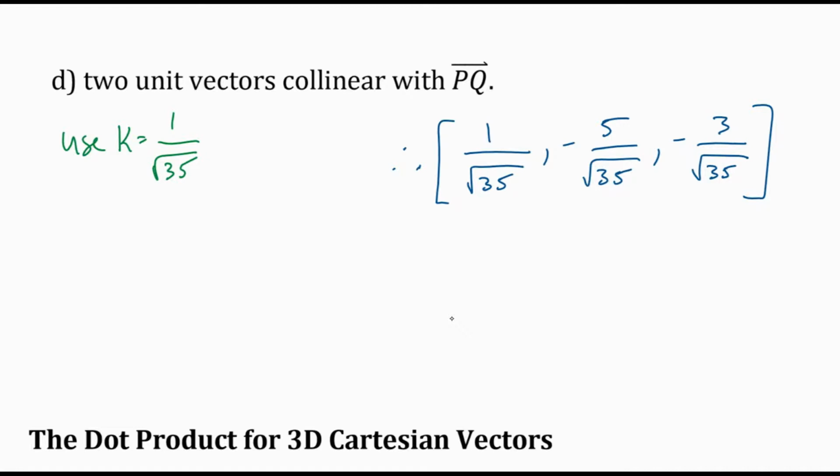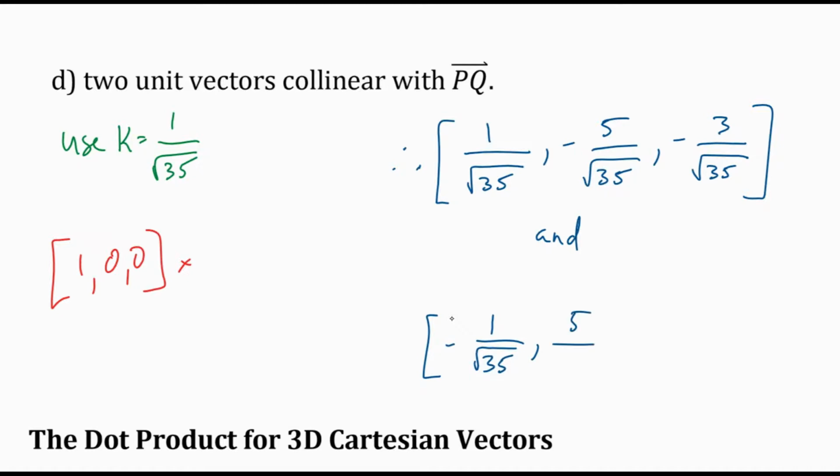Okay, this is a unit vector, but that's not collinear with PQ, so that one's not going to work. So you can't just come up with anything. In fact, there's only one other one. If you think about this, there's only ever going to be 2 unit vectors collinear with a vector. Even in 3 space, even in 2 space, it's all the same.